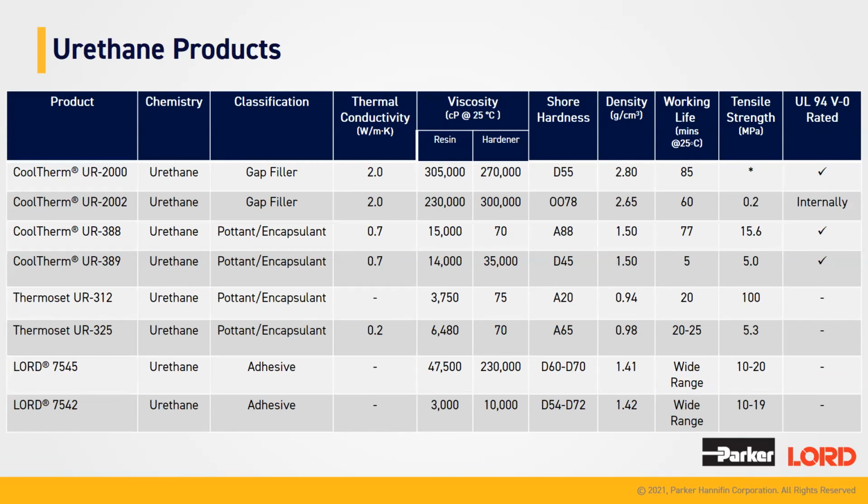This chart is a great way to show the variations and properties of some of our urethane lines available that allows them to act as a solution to several different processes. Feel free to take a screenshot of this slide as a guide to compare the different classifications, viscosities, hardness, and working life, along with a few other categories that can help you find a perfect fit for your need.